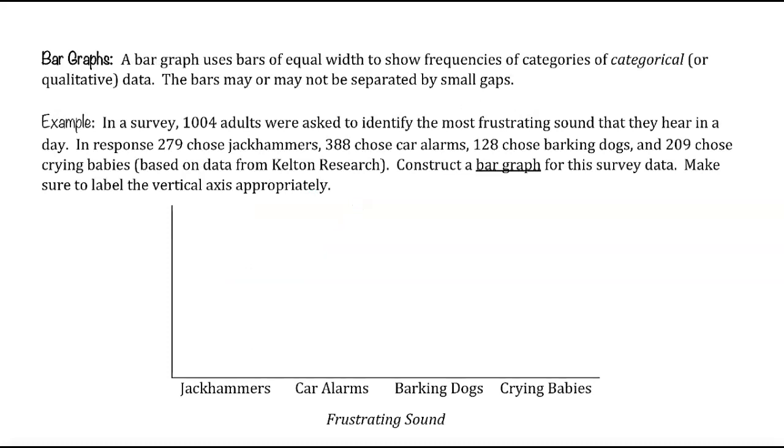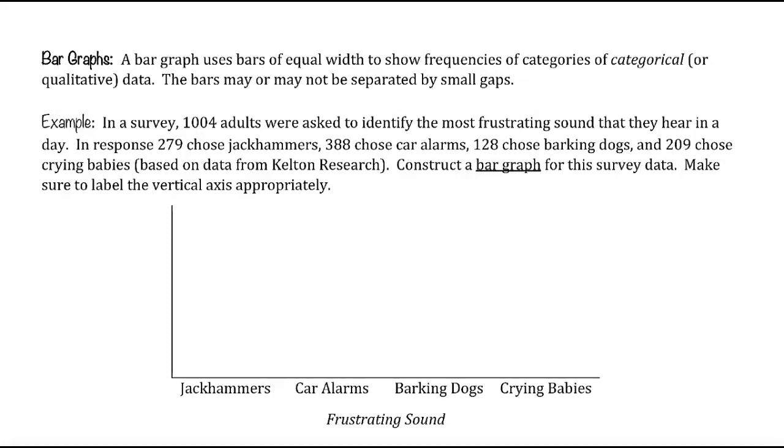Now let's talk about bar graphs. This is our first graph that we've looked at for qualitative or categorical data. A bar graph uses bars of equal width to show frequencies of categorical or qualitative data. The bars may or may not be separated by small gaps.